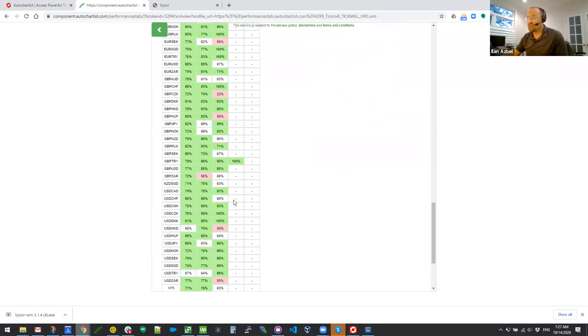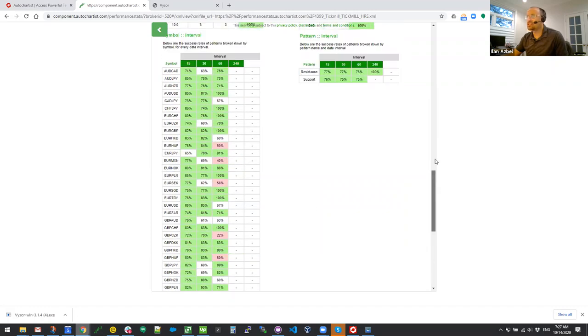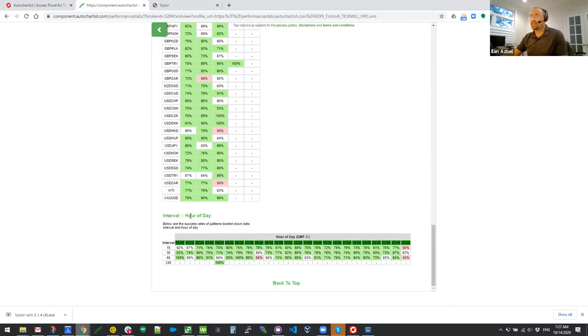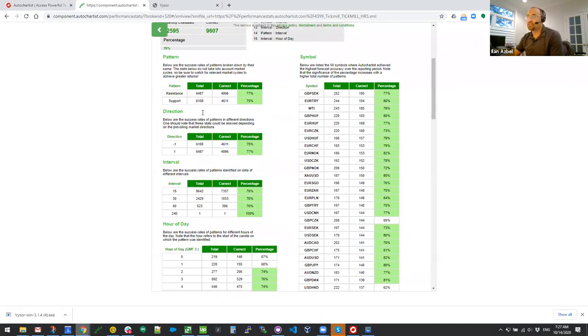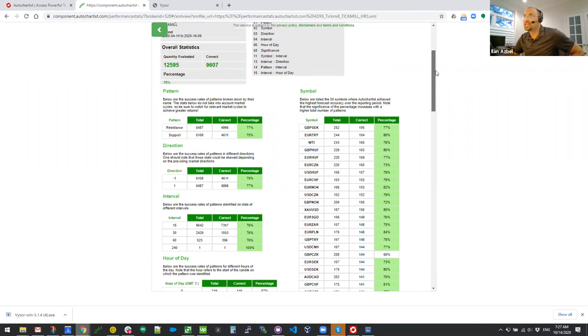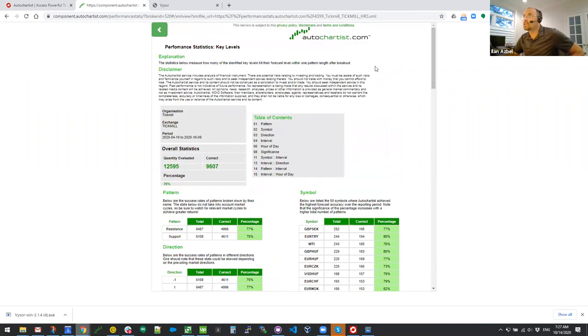I think there's definitely something wrong with our stats right now. I don't know why we're not getting the 240s and the 1440s, the interval, the hour of day. So there are lots of different kinds of statistics that you can look at. If you don't want to just look at the symbols, patterns and intervals, you can look at all the two-dimensional matrices that we provide in these performance stats. So you can definitely do that.